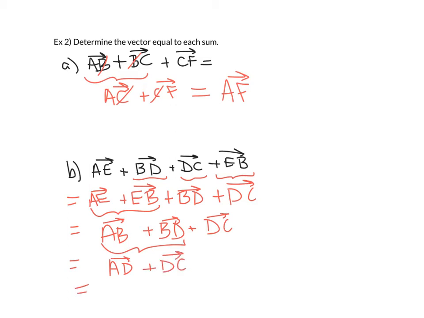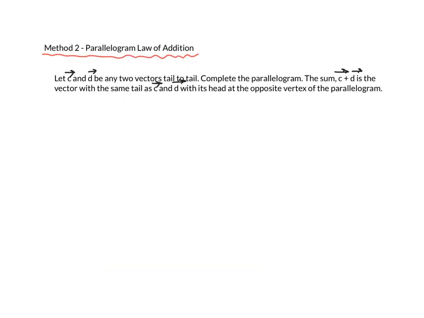And then finally, AD plus DC is vector AC. Okay, so the second method that we're going to be talking about is the parallelogram law of addition. Say we have two vectors, vector C and vector D, being any two vectors tail to tail. This is the big difference here. So the first method is tip to tail, or head to tail, and method 2 is tail to tail.